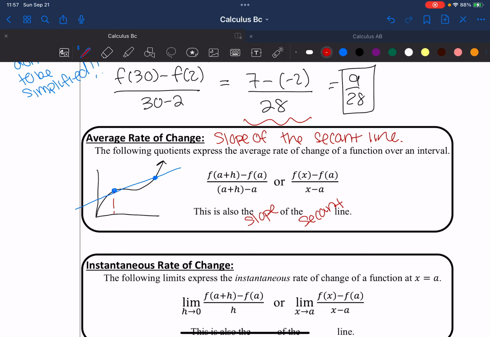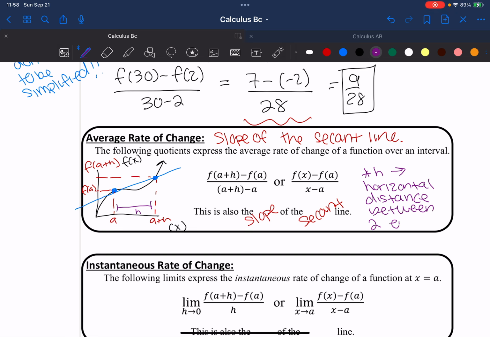We would say at these 2 points, this is a, f of a and a plus h, f of a plus h. Same with the other one, but instead of saying a and f of a and a plus h and f of a plus h, it's a and f of a and x and f of x. So you could say that this is also x and this is also f of x. I want you to keep in mind that h is the horizontal distance between the two endpoints. So for example, this would be h, the distance between the two. So this is the horizontal distance between two endpoints.